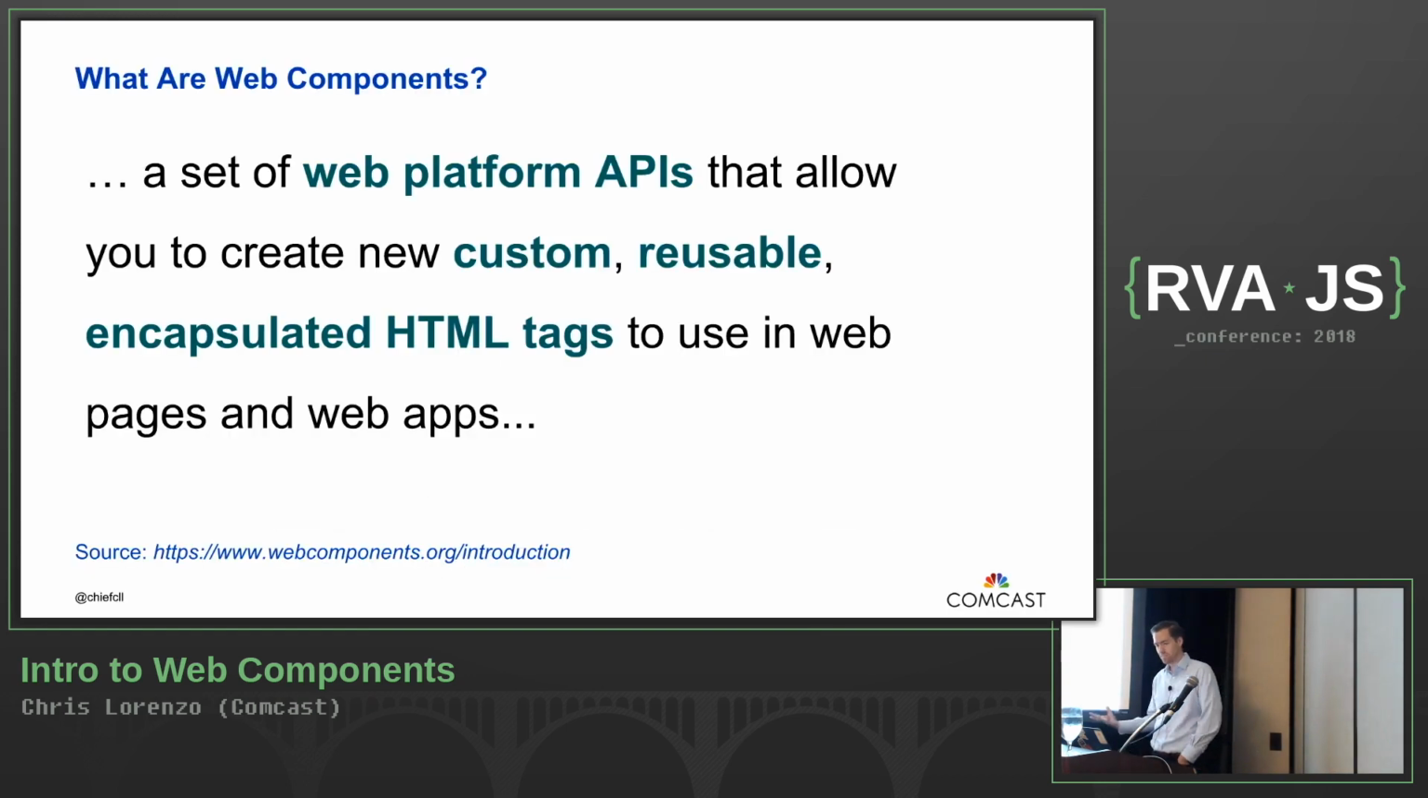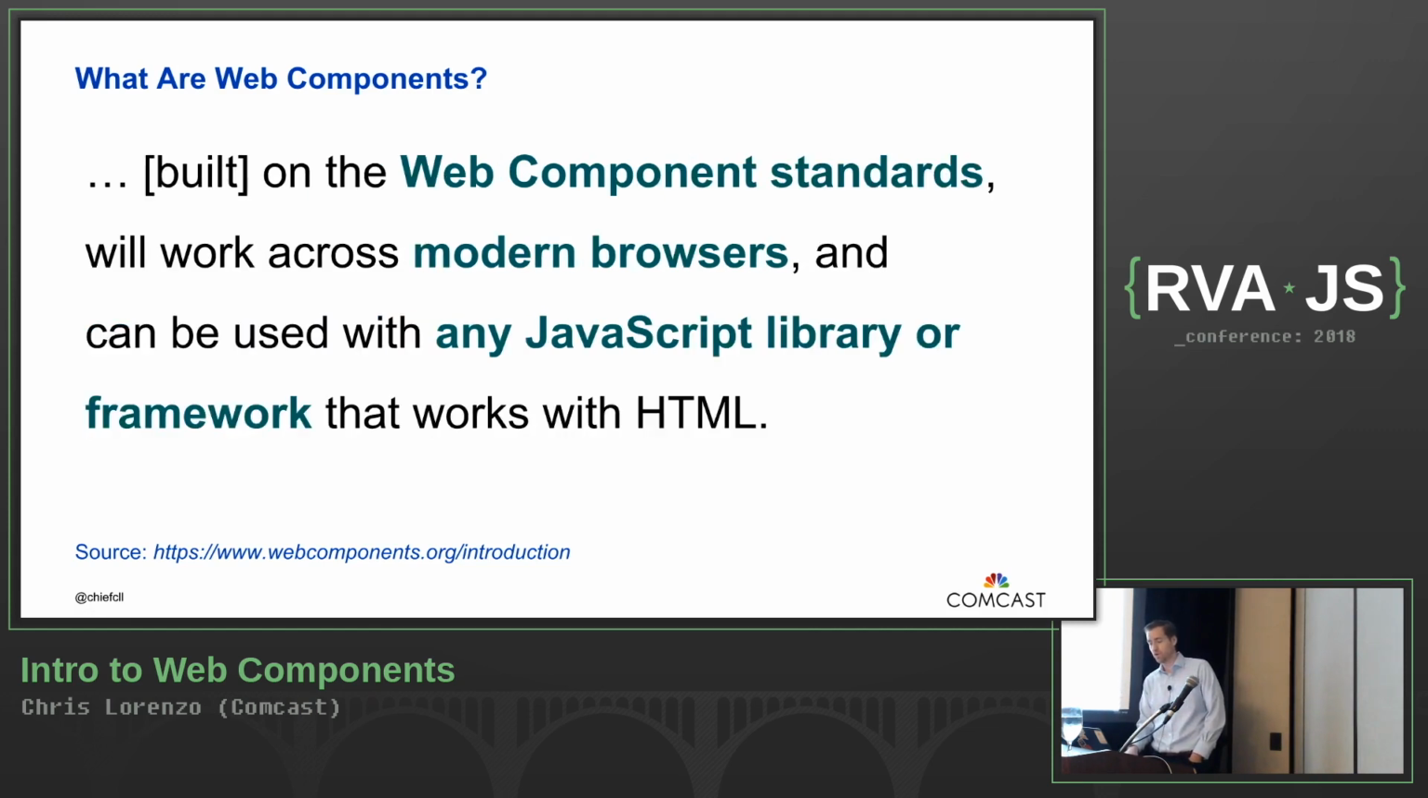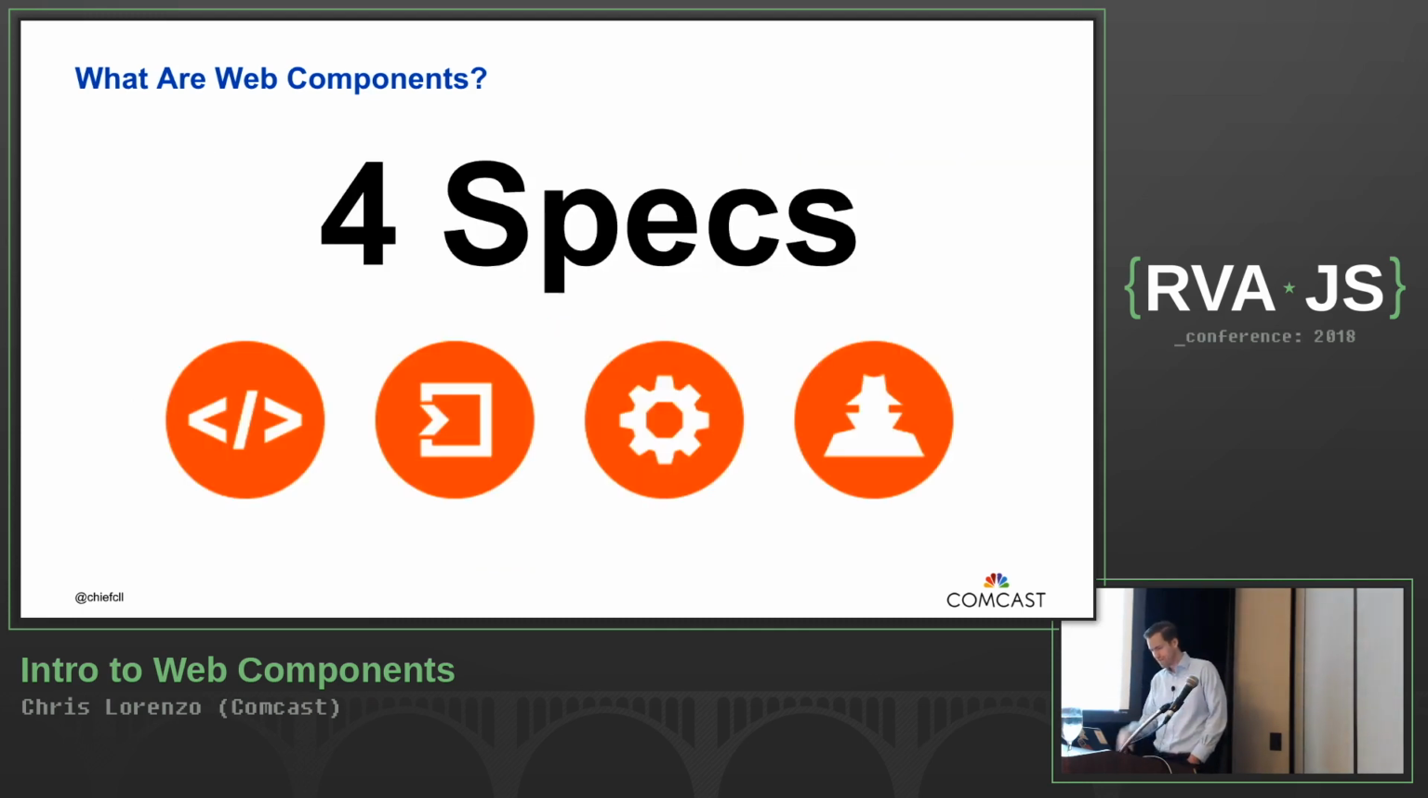They are a new set of APIs that allow you to create custom, reusable, encapsulated HTML tags on web pages that are standards-based, that will work across any modern browser, and can be used with any JavaScript library or framework that works with HTML. So this is the spec definition of it. And there are 4 specs. Web components is the group name, but there are 4 sub-APIs that you can actually take advantage of.